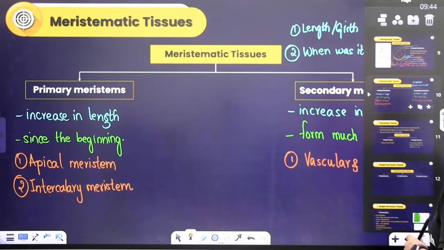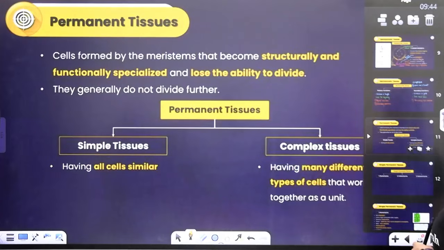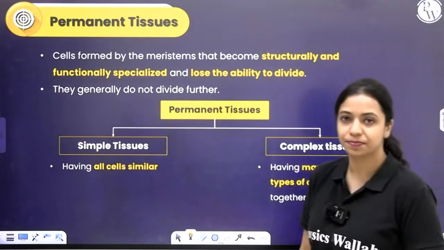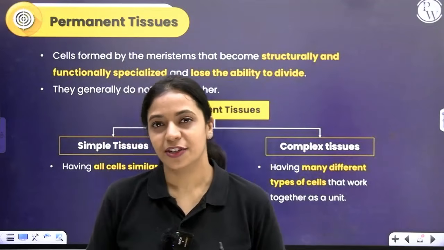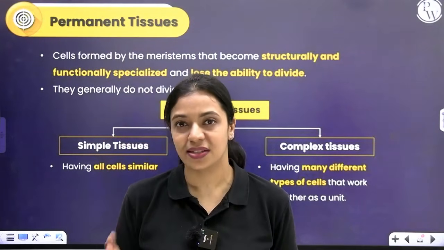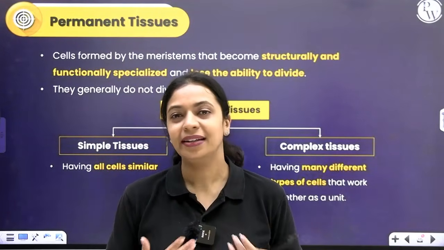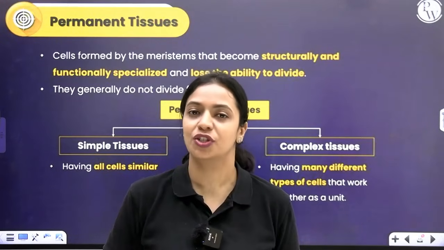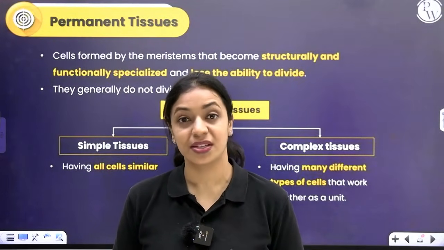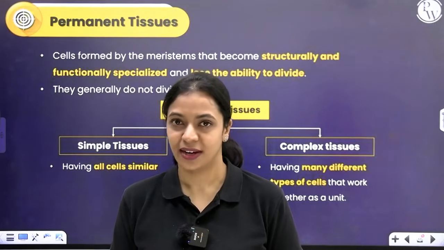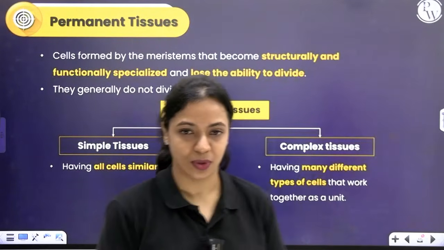Okay, so that's about your meristematic tissue. Now let's talk about permanent tissues. What are permanent tissues? I've already told you. Permanent tissues are simply those tissues that have lost their ability to divide and taken up certain specific functions inside the plant. Then we say that the cells or the tissue is mature or it is differentiated, or we can call it permanent tissues. Okay.